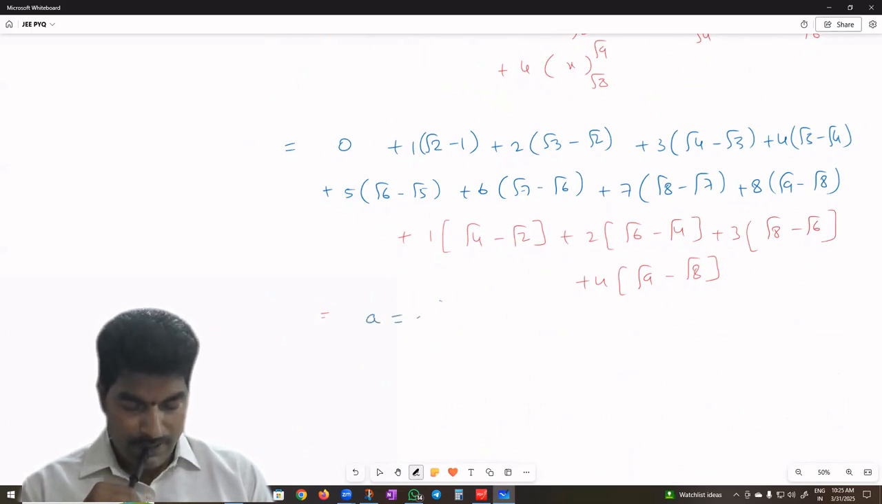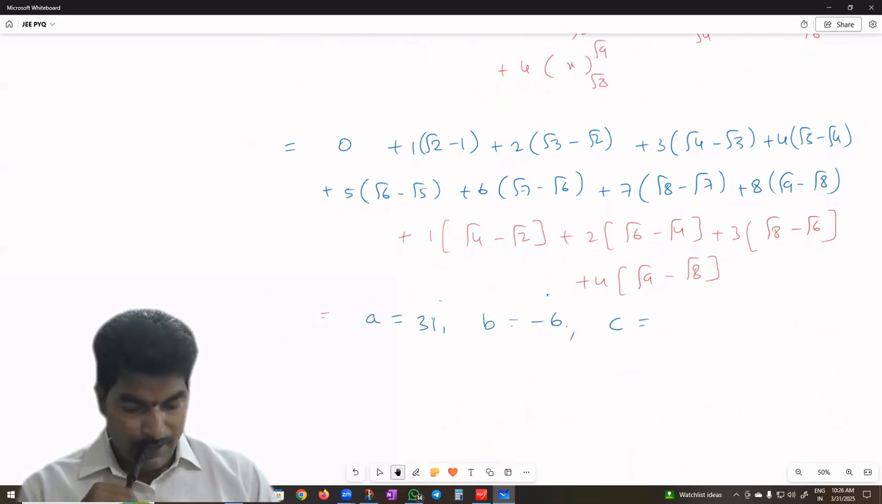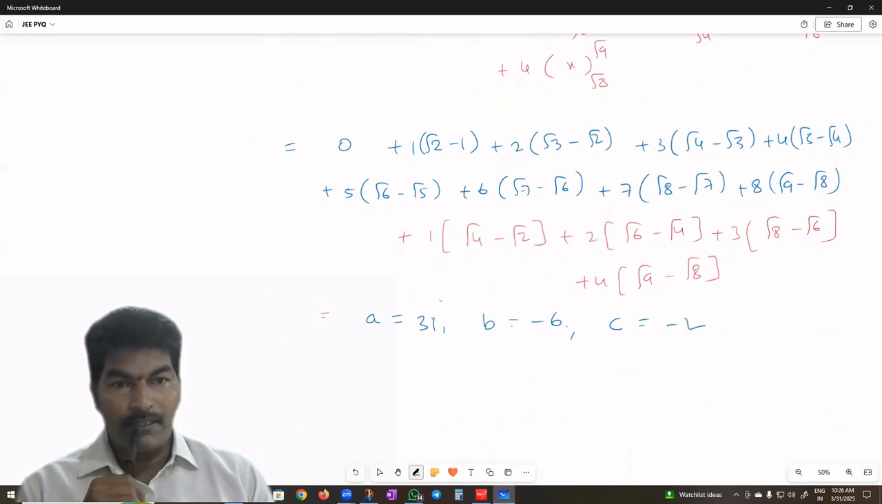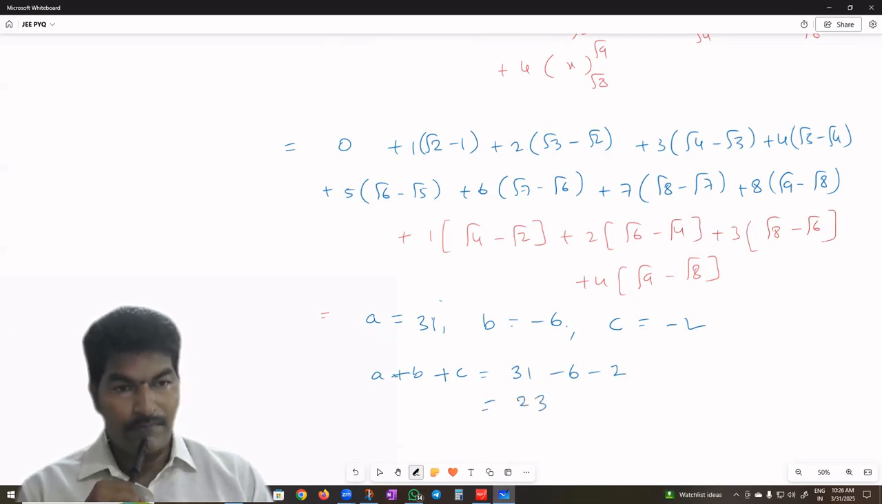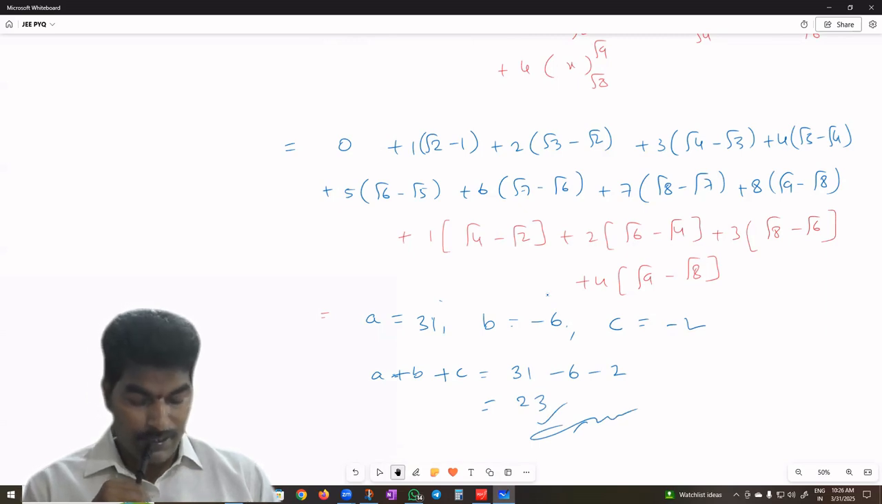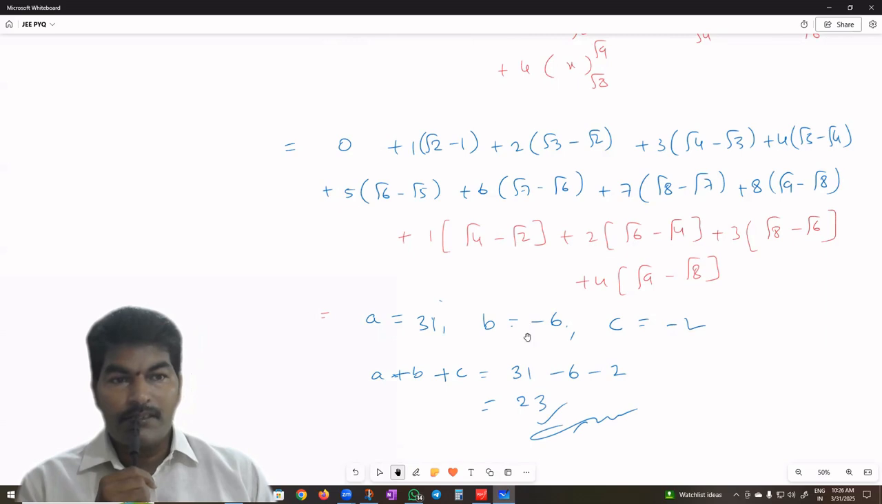If you simplify all these numbers, the a value you will get is 31, the b value minus 6, and the c value, I already solved the numbers, minus 2. Therefore, a plus b plus c is equal to 31 minus 6 minus 2. How much is it? 23. So the answer is 23 for this question. Understood this one? Copy it.